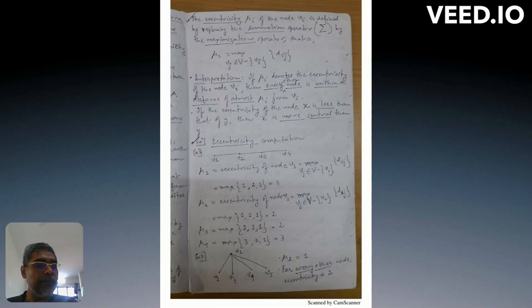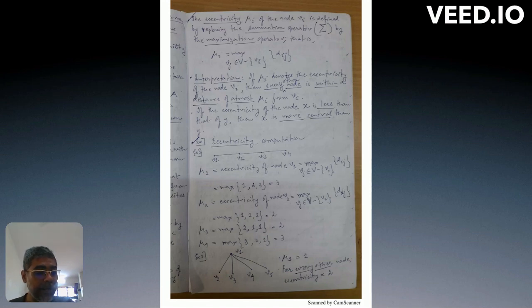So the eccentricity μi of a node Vi is defined as the maximum over Vj belonging to capital V minus Vi of Dij. Dij is the distance between the node i and j, and we don't take into account the node Vi for the computation of the eccentricity of node Vi. So if μi denotes the eccentricity of the node Vi, then every other node is within a distance of at most μi from Vi. If the eccentricity of the node X is less than that of Y, then X is more central than Y.